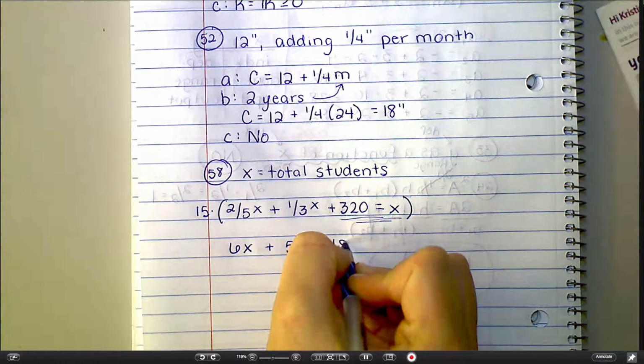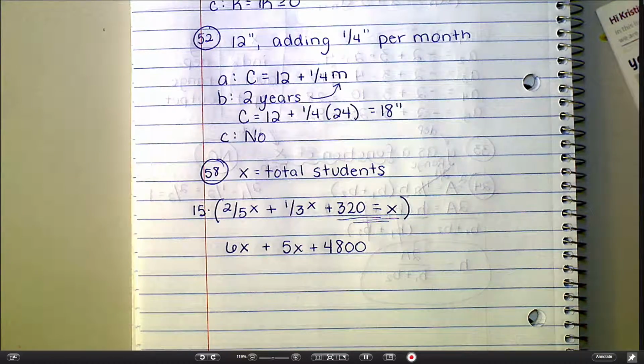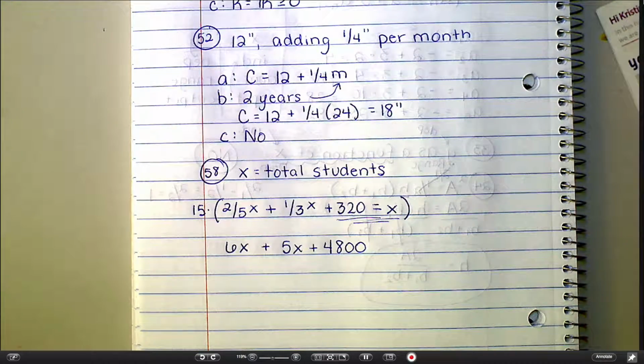400 and... Is that right? Probably. No, because it's a 15. There's no extra zero. There's an extra 15 times. That's right, 320. Oh no, you're right. Is it 4,800? Yeah. Okay, just making sure.